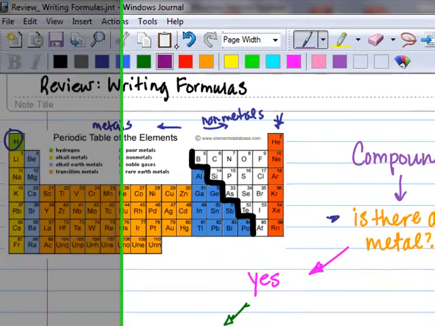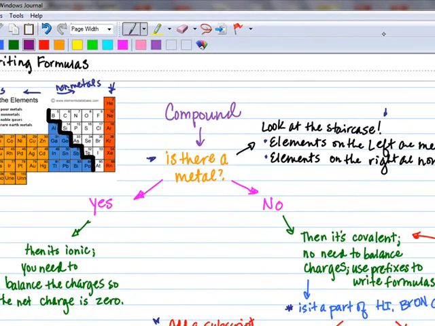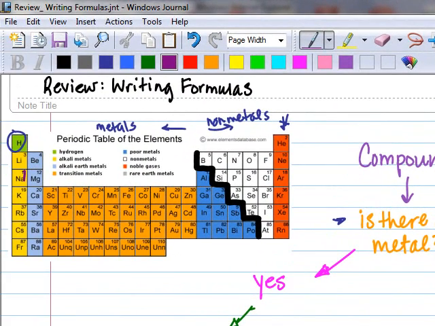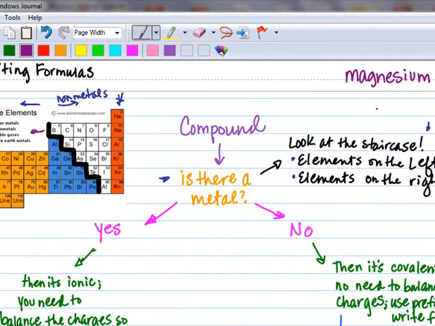All right, let's do a couple of examples. Let's try the compound magnesium sulfide. When we first look at this compound, the first thing we need to do is draw out what the elements' abbreviations are. Magnesium is right here, number 12, and it's to the left of the staircase, so that means that magnesium is a metal.